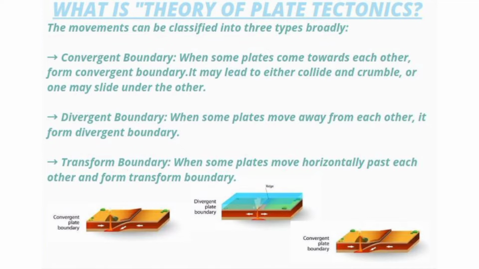Divergent boundary: when some plates move away from each other, a divergent boundary is formed. Transform boundary: when some plates move horizontally past each other, it is called a transform boundary.